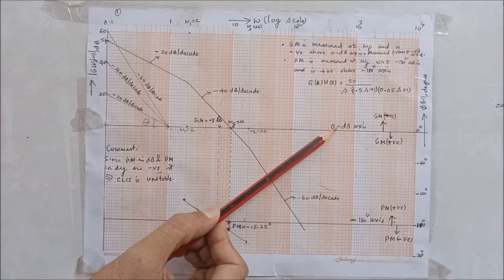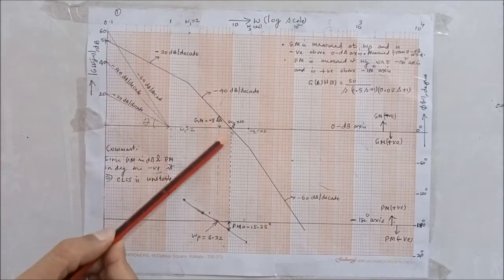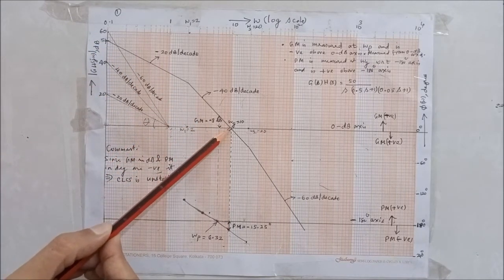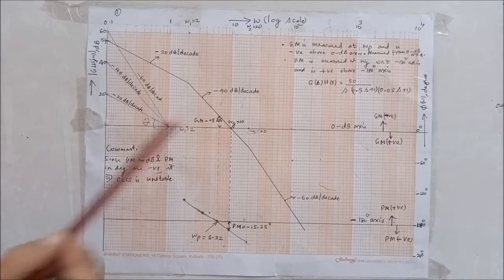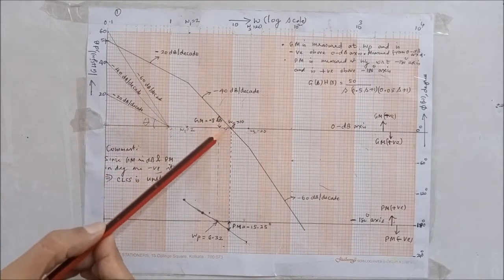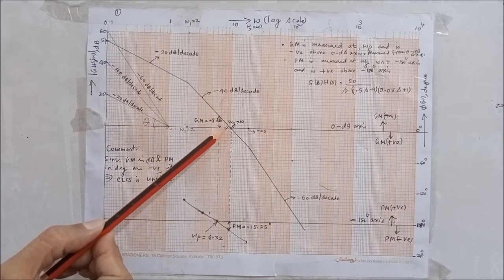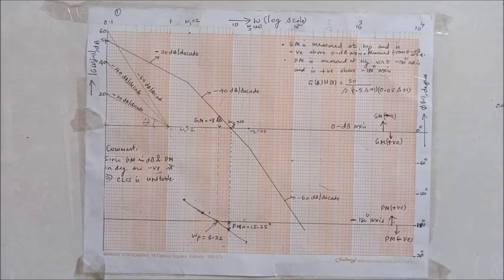20 log of 1 is 0 dB. Therefore, where the magnitude diagram crosses the 0 dB axis, that frequency is called the gain crossover frequency. It is 10. This is a very important frequency because at this frequency you measure phase margin.